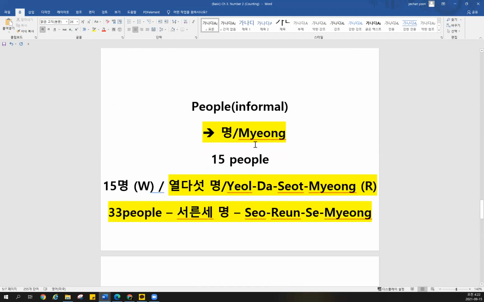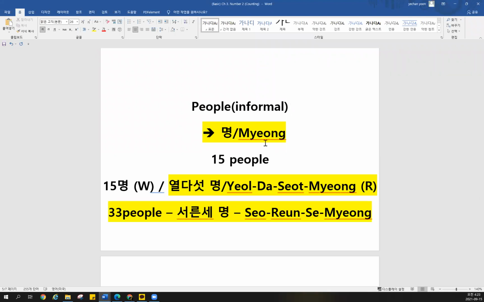Okay, so for counting people in the informal version, it's 명. 명. Okay, then how do you say 15 people? For writing, you use the number. That's all. But for the native Korean, how can you say 15명? 15명. All right.